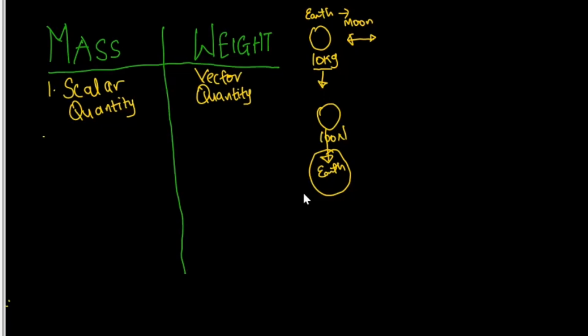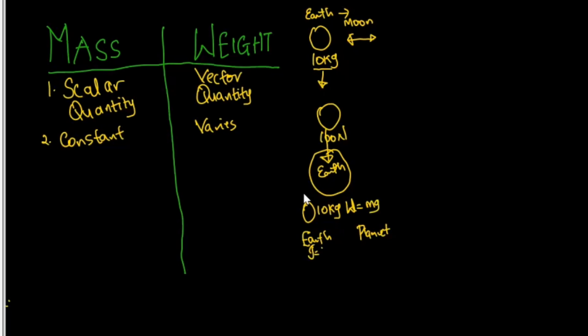Secondly, mass is constant, but the weight of a body varies. So let's take a stone with a mass of 10 kilogram. So let's say this stone is on the earth, and then let's say this stone is on another planet. Recall that weight of a body is equal to mg, and g on the earth is approximately 10 meter per second square. So in this case, the weight will be m, which is 10 kilogram for the stone, times g, which is 10. So on the earth, the weight of this body will be 100 newton.